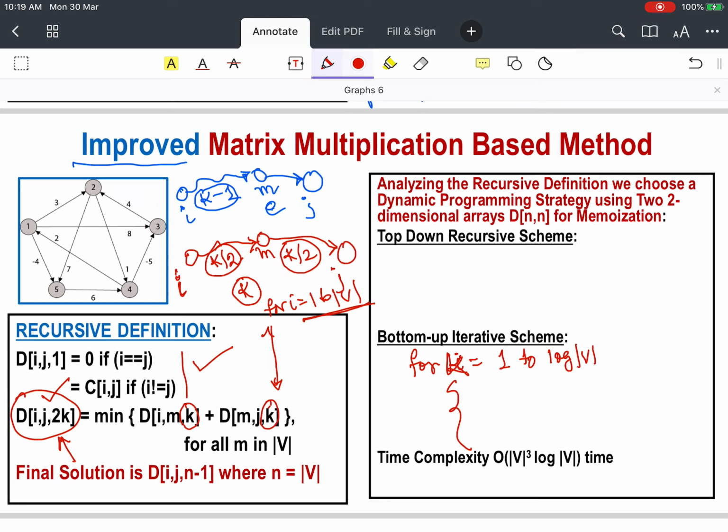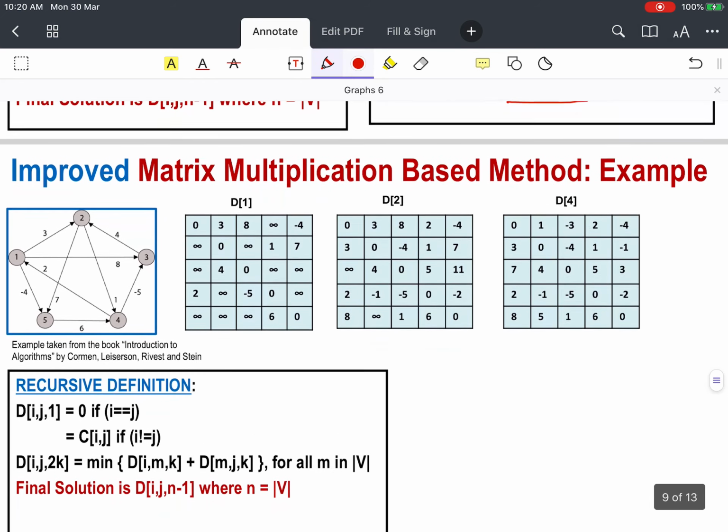So by this we will be able to improve a v to the power 4 algorithm to an algorithm which is order v cubed log v. The top down recursive algorithm remains similar; the only thing we have to do is use this recursion, with the same memoization of two-dimensional arrays of size n by n. We get an improvement of at least one order of complexity, from v to the power 4 to v cubed log v. So by this we get an improvement of the algorithm.